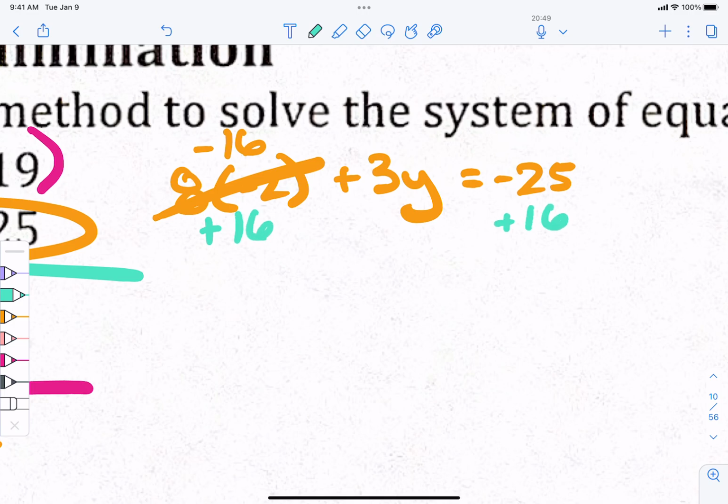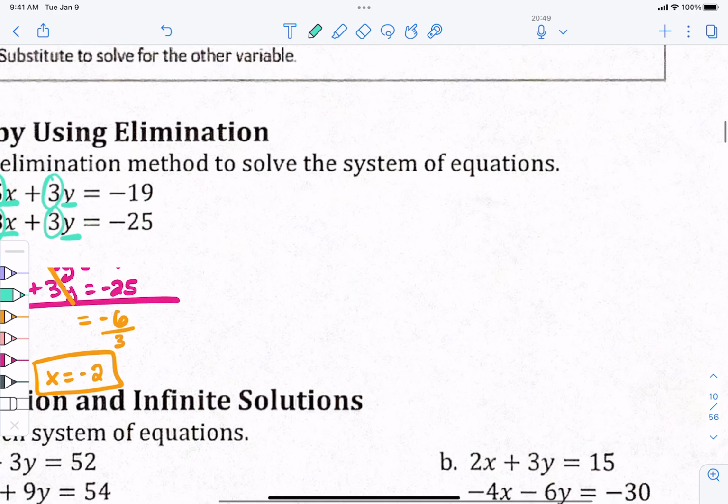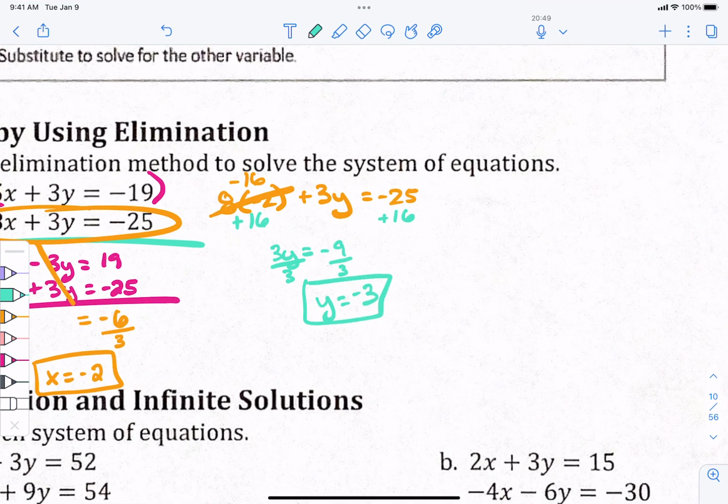Okay, now there's no x attached to the 16. Did you say x? Yeah, 16x. It shouldn't have an x because you're plugging the negative 2 in for the x. So the x is gone. Oh. Yeah. So I have 3y equals negative 25 plus 16 is like negative 9. I think, yeah. And then divide by 3. y is negative 3.